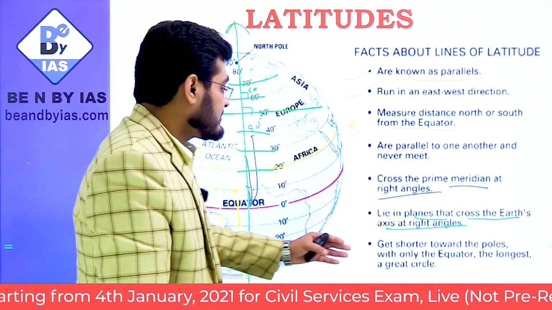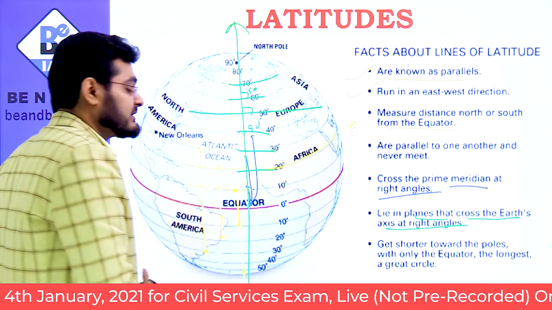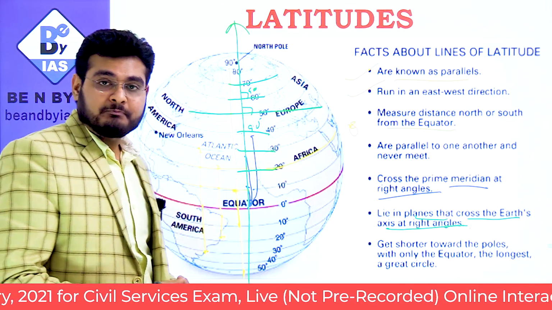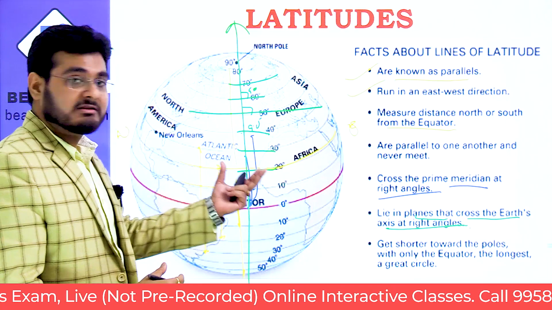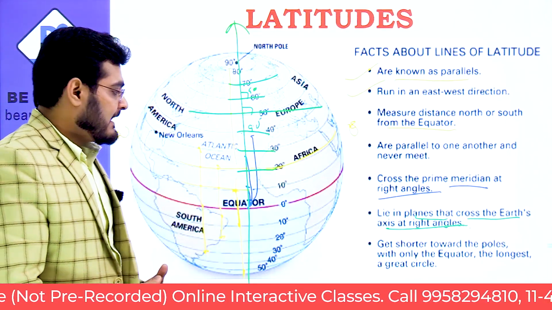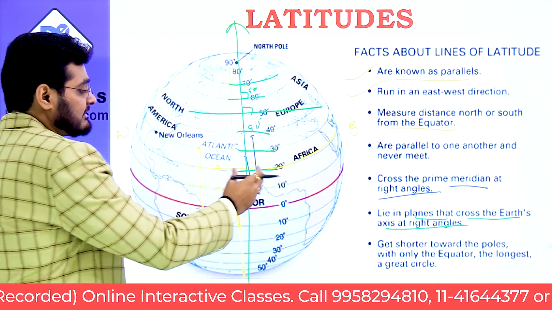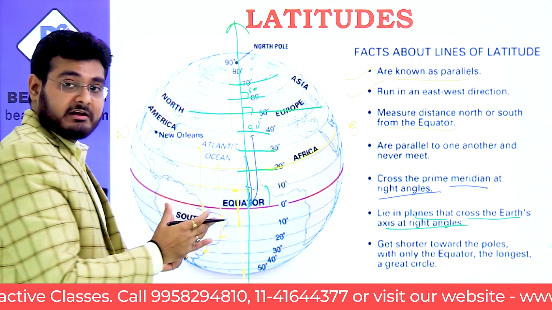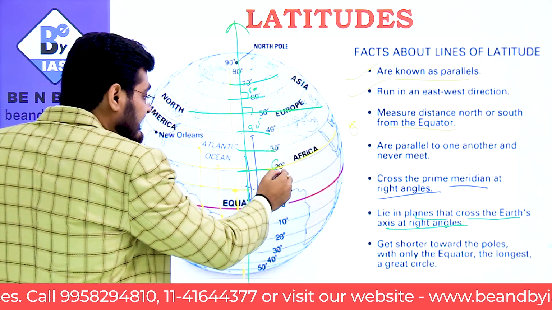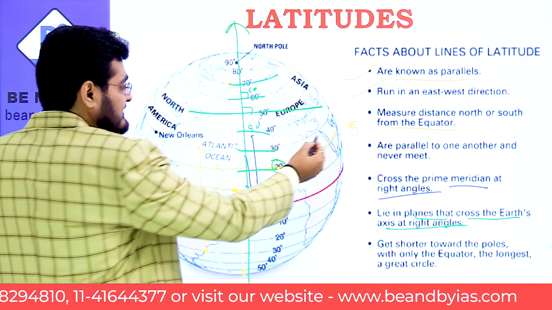Get shorter towards the poles, with only the equator being the longest, a great circle. That's what I have explained to you earlier also: since the equator is the longest circle, we have taken this as 0 degree, as a reference point, and they get shorter. You can see that 0 degree is the longest, then 10 degree is a bit shorter than 0 degree, 20 degree is even shorter, meaning the total length.